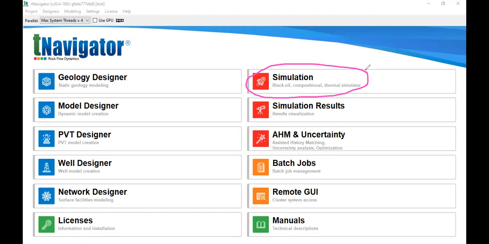But one of the pros, one of the advantages of T-Navigator is that it includes or encompasses the black oil, compositional, and thermal. So they don't have a separate simulator for black oil, a separate simulator for compositional, a separate simulator for thermal simulation. All can be done within the same simulation environment. And that's one of the things I wanted to point out to you guys. I will return to my presentation.